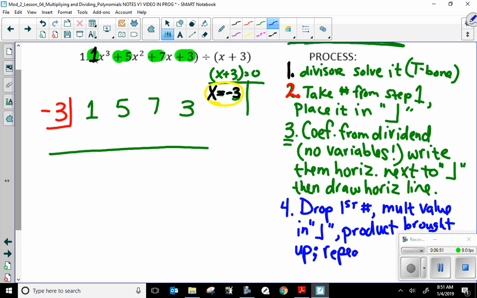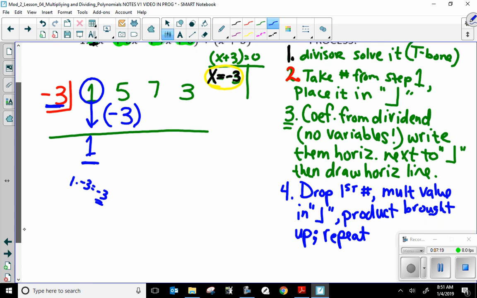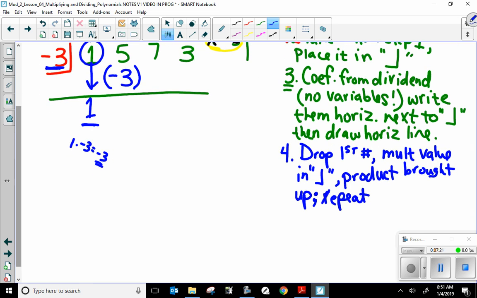And let me show you. Then repeat. So, my first value, drop, 1. I multiply this value times this value, okay? So 1 times -3 is -3. That product gets brought up. And then I add, I'm so sorry, then it repeats.